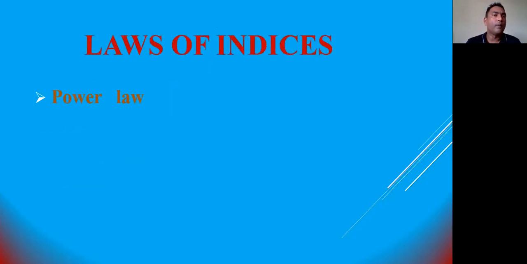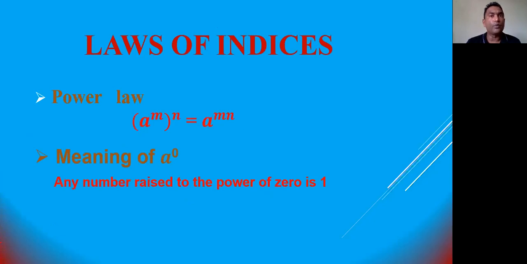You also learned about power law, which states that if you have a power m bracket n, it becomes a power m times n. Then you learned about a power 0. In fact, any number raised to the power of 0 is always 1. Now, let's have a look at some examples where we use these laws.